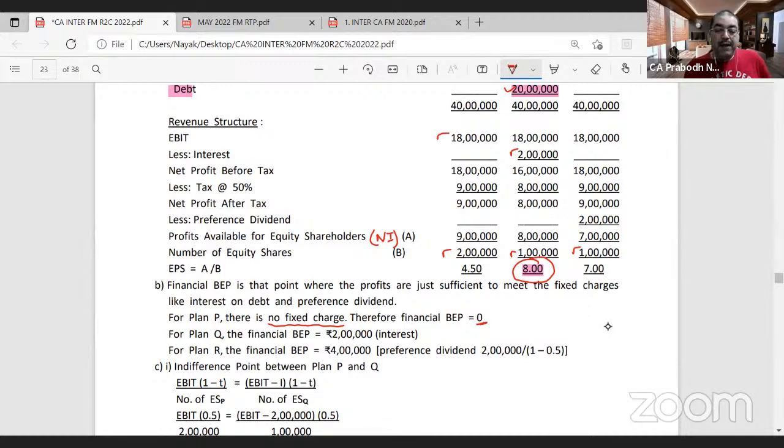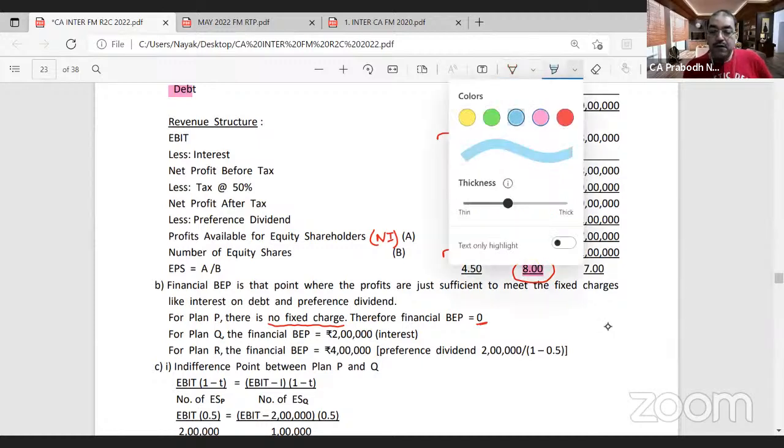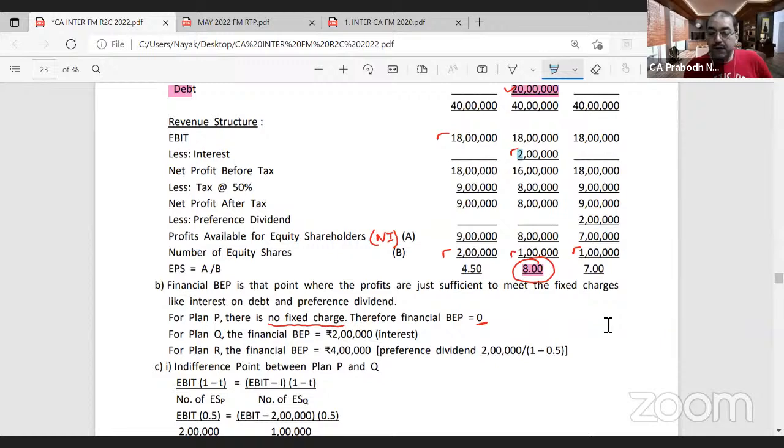In plan Q, we have debt capital, only debt capital. Preference capital is not there. So what is the interest over here? Interest over here is 2 lakhs. So when EBIT is equal to 2 lakhs, that is the break-even point.